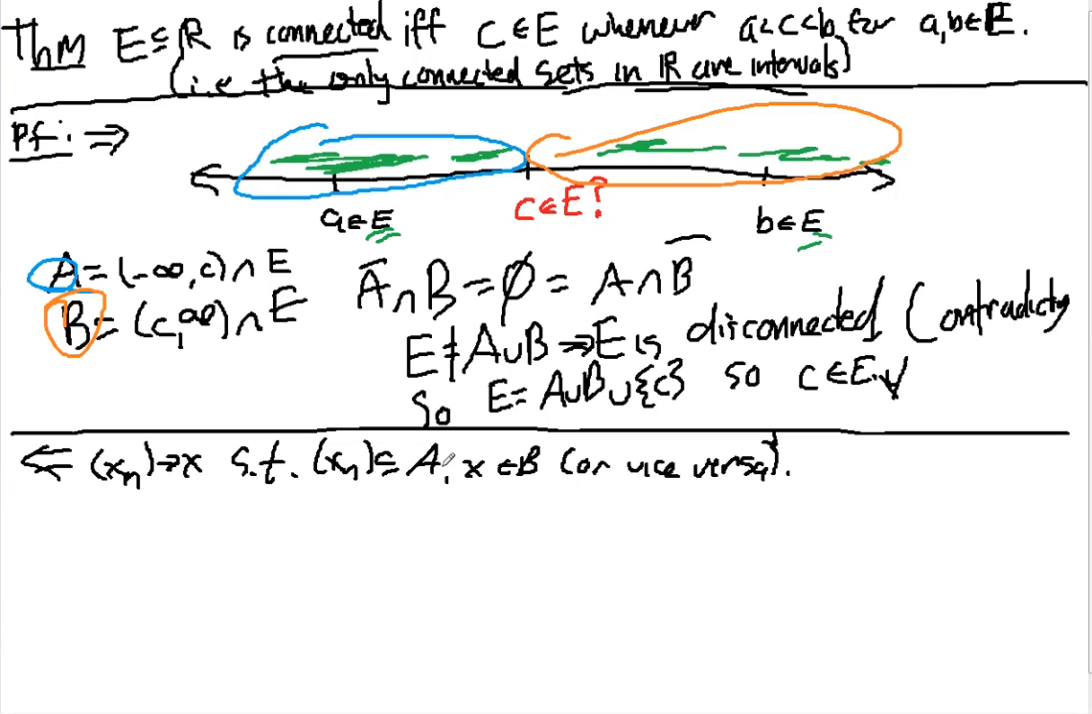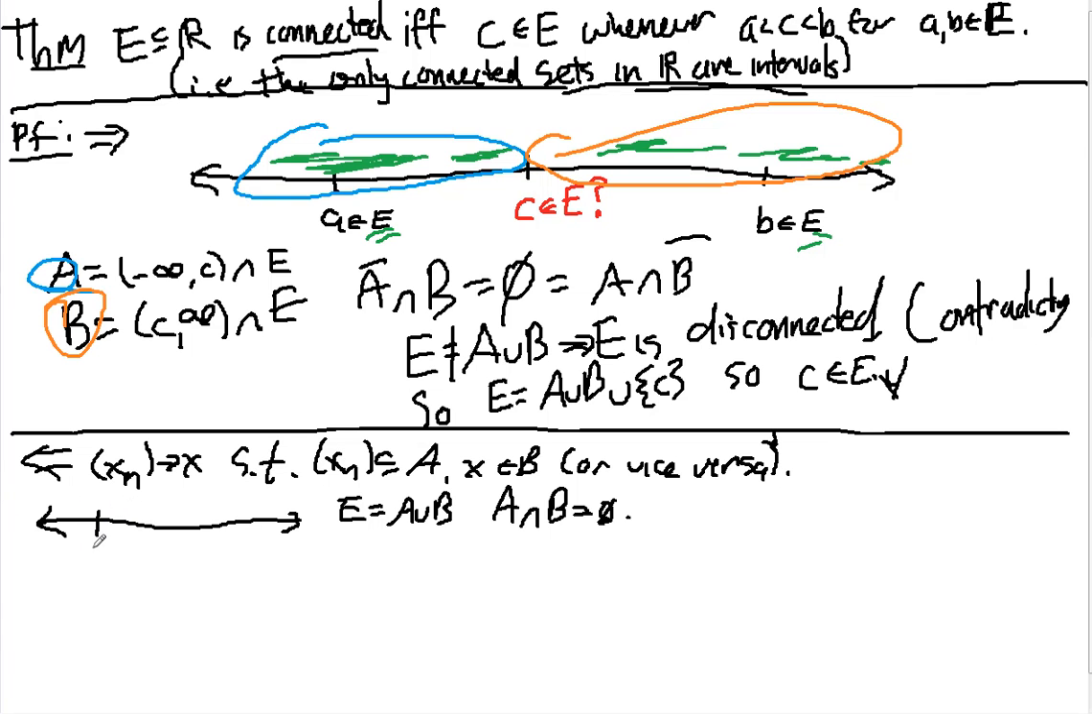then E is connected if and only if there is a sequence in A that converges to something in B, or vice versa. And the strategy for the proof is kind of cool. So let's assume that I have E equal to some disjoint union of A and B, like so. A intersect B is empty. I'm going to prove that either one of these two things happens. Either your sequence is in A and converges to something in B, or vice versa.